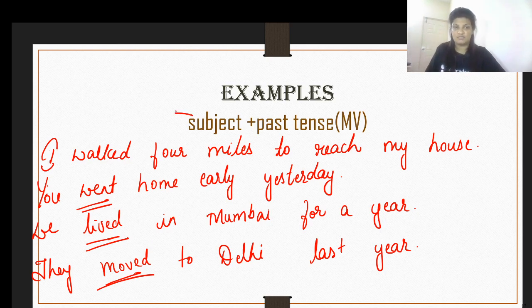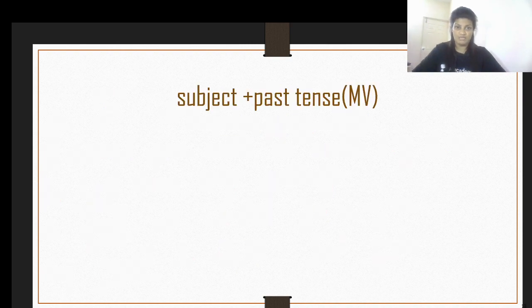The sentence structure says we use the subject. These are our subjects: I, you, we, and they. Soon after the subjects, we use the past tense of the main verb, and these are our past main verbs: walked, went, lived, and moved. These are our past tense, not our past participles, our past tenses. And these actions are mentioned in past. Let me give you the examples with the subject he, she, and it.